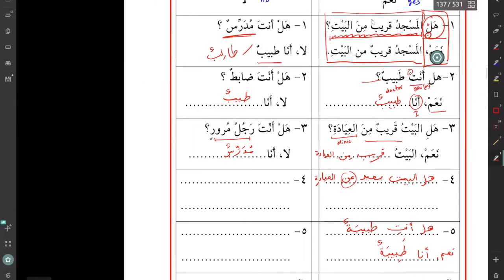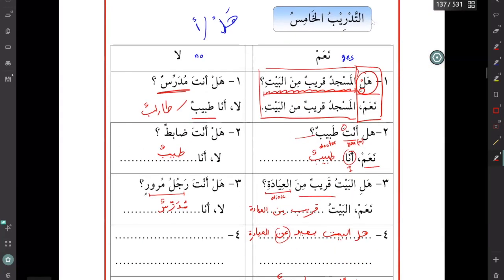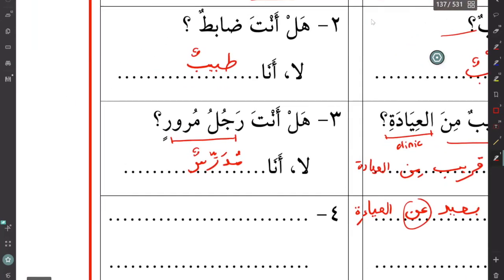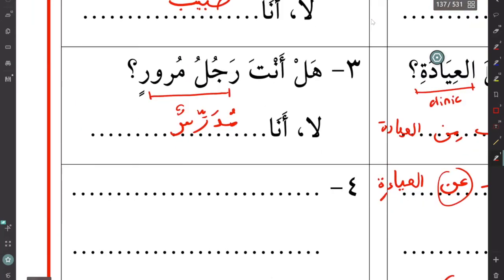All right, so inshallah, you can probably make a similar question, هل أنت, or you can try to use feminine form. For example, هل أنت معلمة؟ معلمة is the same thing as مدرسة. مدرسة.